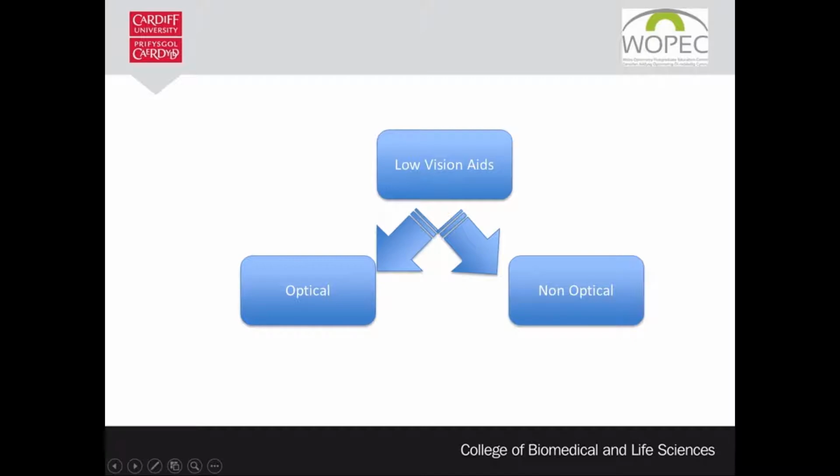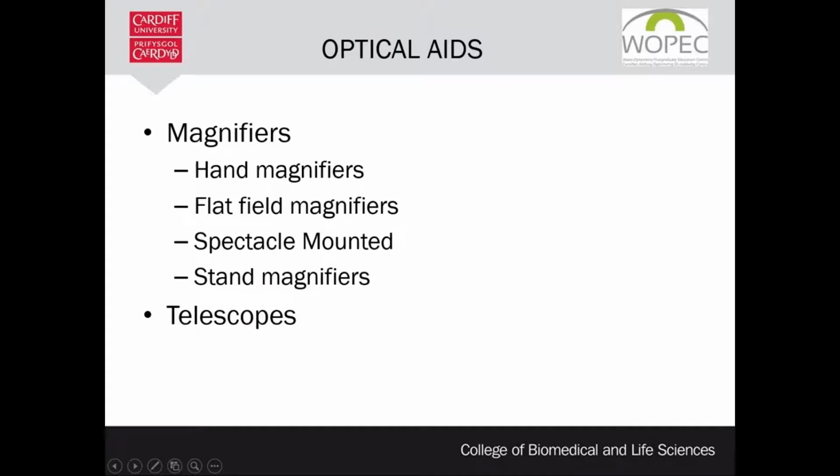There are a couple of optical low vision aids available. These include hand magnifiers, stand magnifiers, flat field magnifiers, and spectacle mounted magnifiers. They are mostly for near task, but the telescopes are made to be used for distance work and can be adapted for near and intermediate work as well.